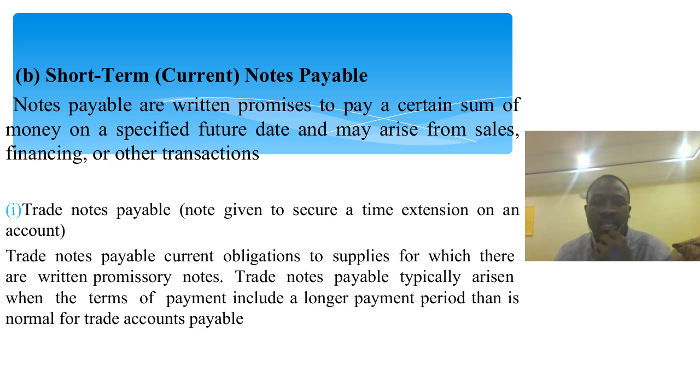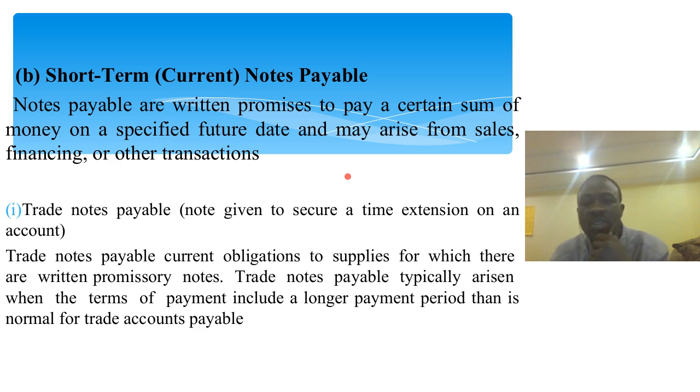We move on to our next slide. Then we have number B, the short-term or current notes payable. Now it is not accounts payable, it is notes payable, the current notes payable. Notes payable are simply written promises to pay a certain sum of money on a specified future date, and they may arise from sales, financing, or other transactions.